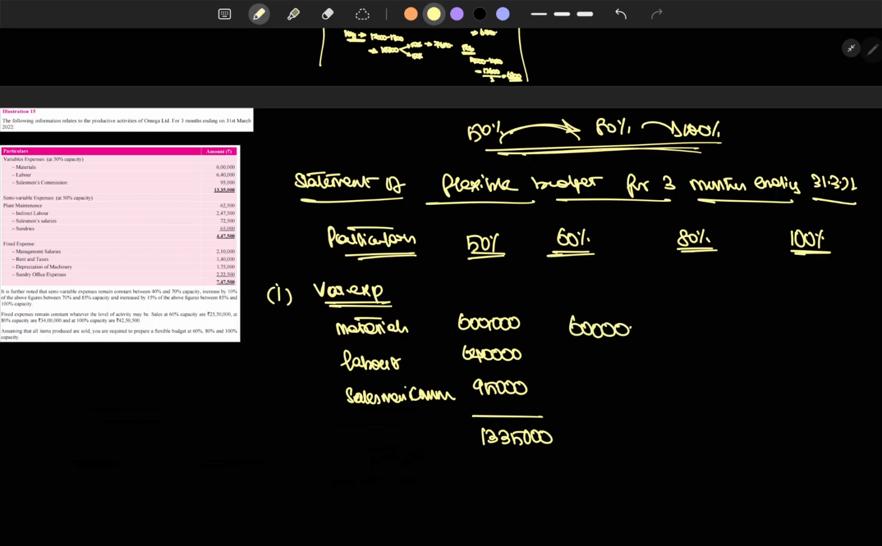6 lakh should be divided by 50, and to flex it to any unit level we have to multiply by 60 or 80 or 100 to find the materials for the concerned capacity level, right? So that's what we are going to do. For 6 lakh, divided by 50 into 60, which is 7 lakh 20,000. Okay, and 6 lakh 40,000 divided by 50 into 60, which is 7 lakh 68,000.